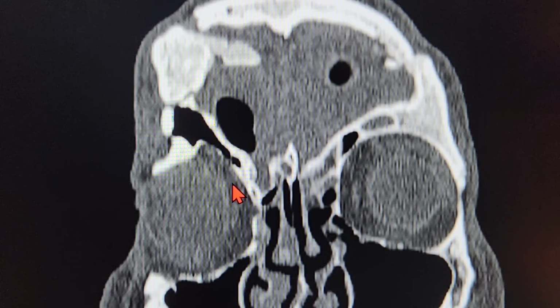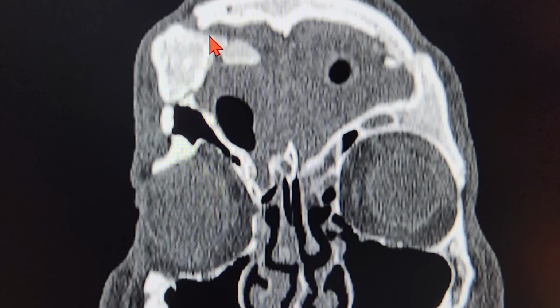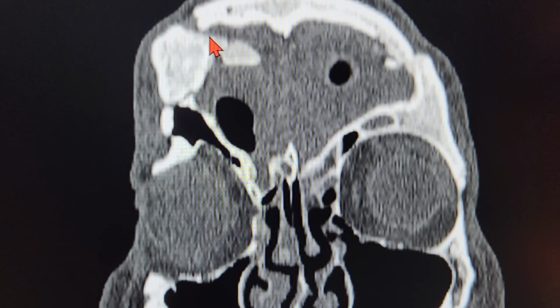So we may have to drill all that bone, push the orbit laterally, and create more space manually inside so that we can actually manipulate it inside. And you can see the amount of bony destruction that has happened here because of the transcranial approaches performed twice in this patient. So this is definitely going to be a challenging case.